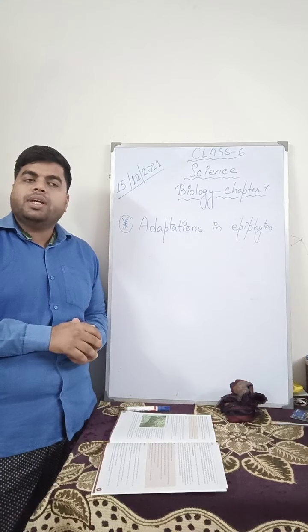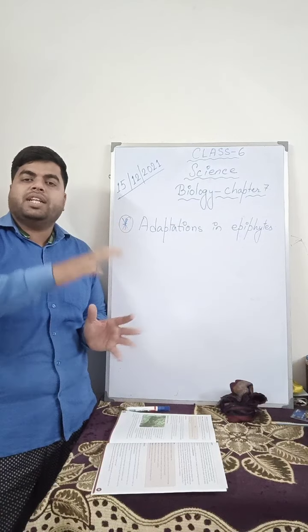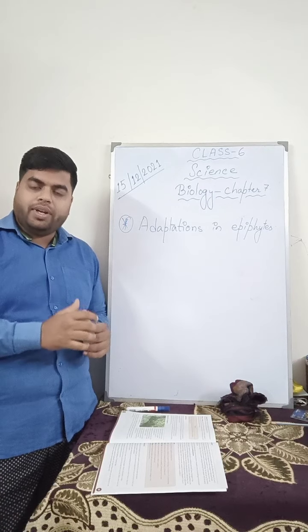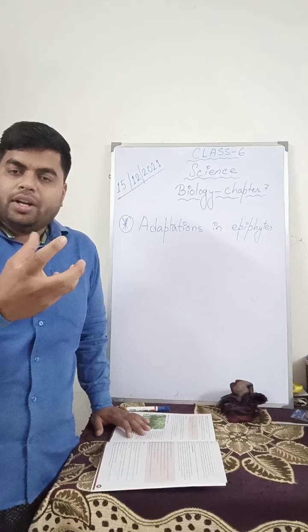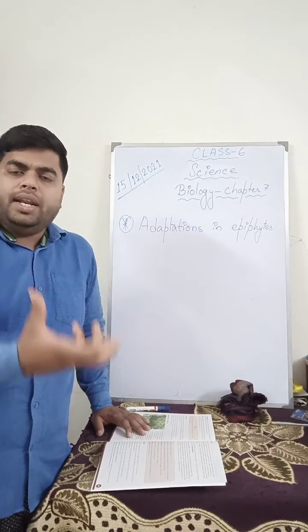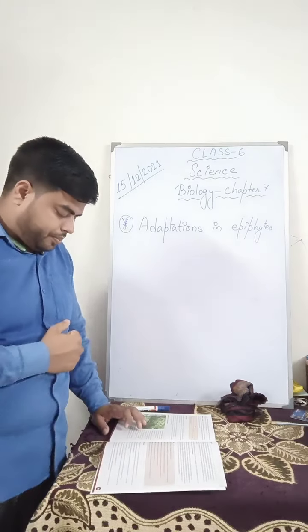What do you mean by humidity? The amount of water vapor present in that particular area. So the roots are very strong, so that they can absorb water from the atmospheric humidity, rain, mist, and so on.